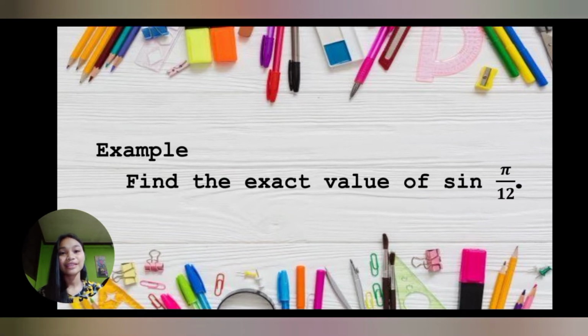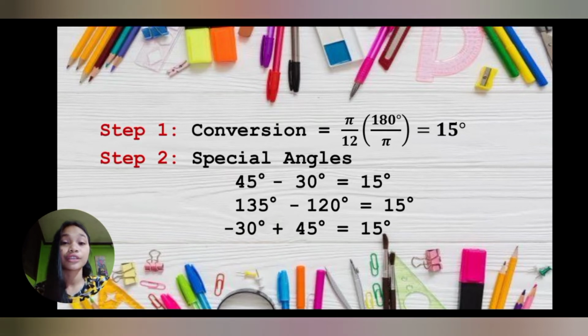Okay. Next, we have the example of find the exact value of sine pi over 12. So, earlier we used degrees. Now, we are going to use radians. So, okay, all we need to do is the conversion. Step 1: pi over 12 multiplied by 180 degrees over pi. This is the conversion from radians to degrees. So we have the answer of 15 degrees.